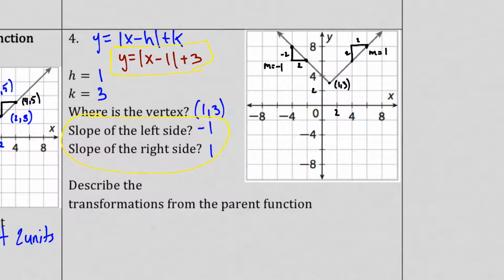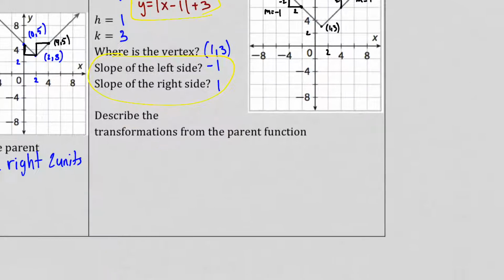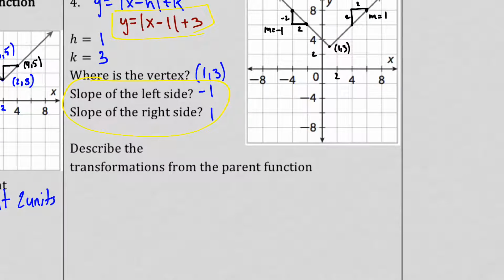That's what they wanted. The last thing we do is to describe it. Describe the transformations. So again, we don't have the parent function there to compare it to, but we have these two numbers, and that's enough to tell us what the transformations are. The first transformation is from h. H horizontal. That means left, right. If it's negative, left. If it's positive, right. So h is 1. That means translation to the right 1 unit.